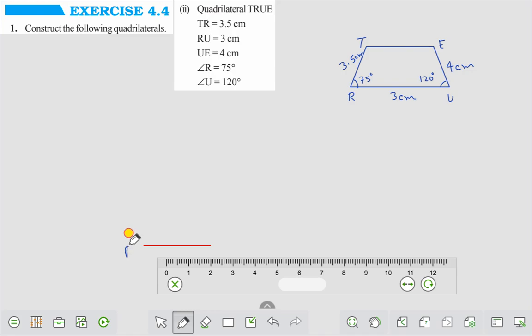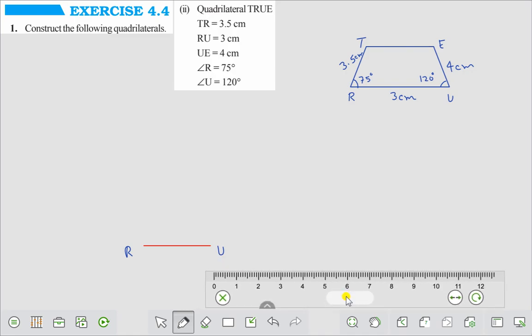This is R, and this is U. The length is 3 centimeter.